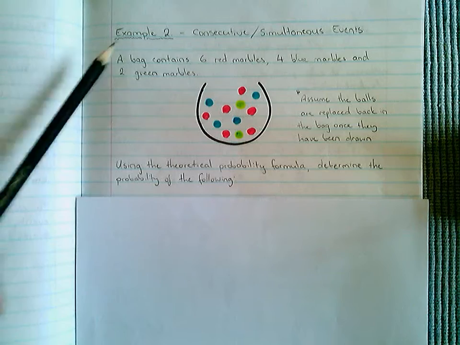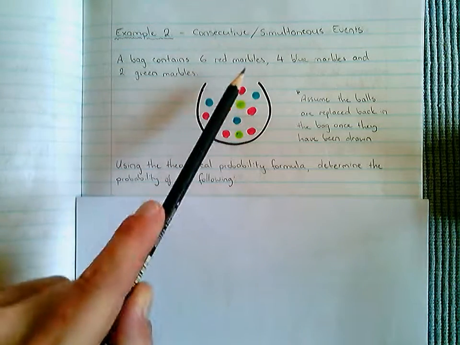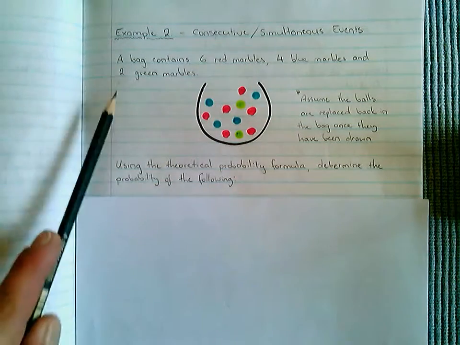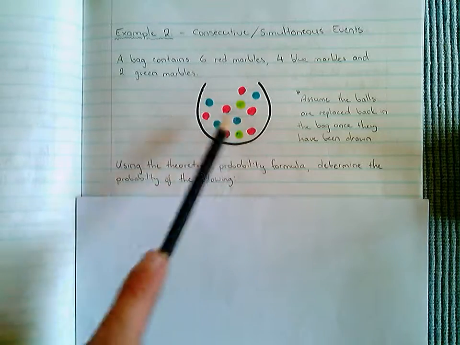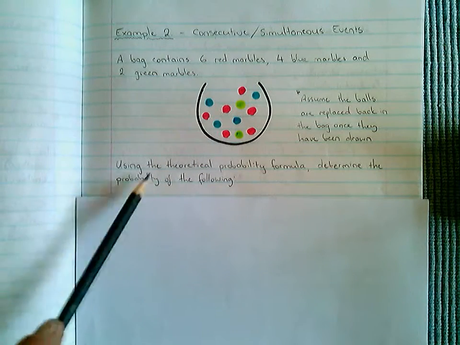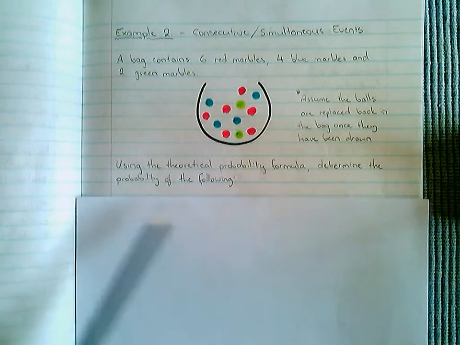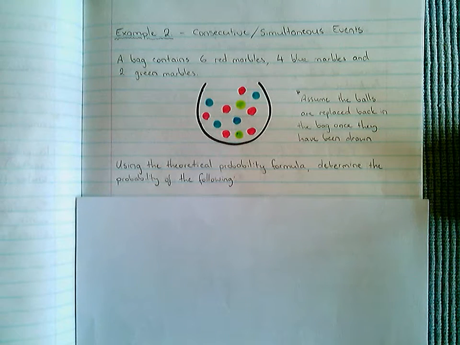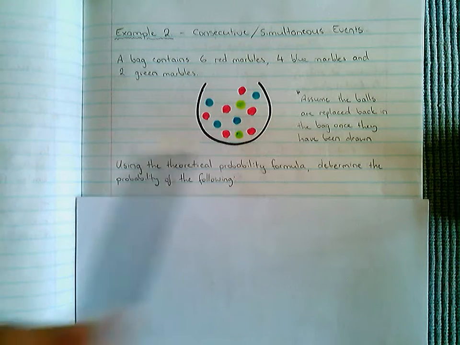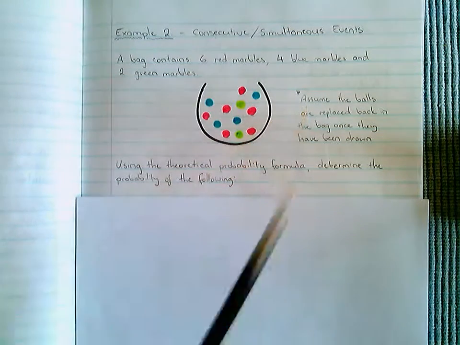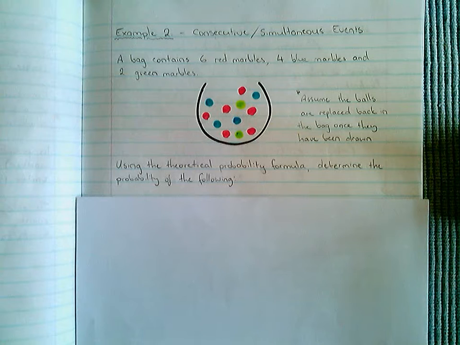Okay, example 2. A bag contains 6 red marbles, 4 blue marbles and 2 green marbles, and we have that illustrated here. Using the theoretical probability formula, determine the probability of the following. Before I reveal this first question, which as I said is just a single event with regards to a revision from the previous example, we need to note here, assume the balls are replaced back in the bag once they have been drawn.